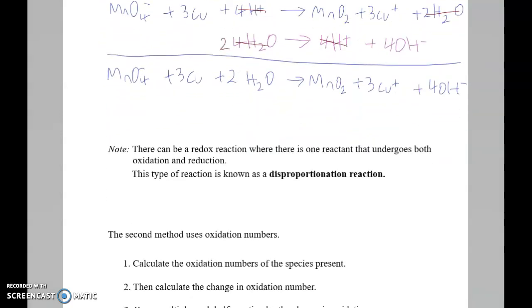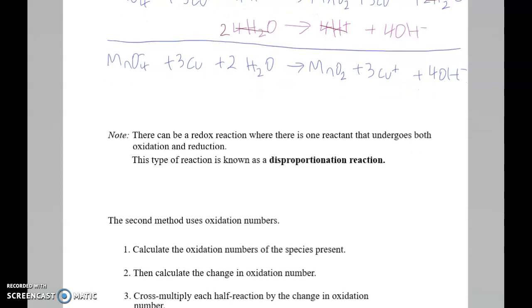And as always, you must check to see if the equation is balanced. There's 1 manganese atom here and 1 on the right. You have a total of 6 oxygen atoms, and there are a total of 6 oxygen atoms on the right as well. 3 copper atoms on the left and 3 on the right. 4 hydrogen atoms on the left and 4 on the right.